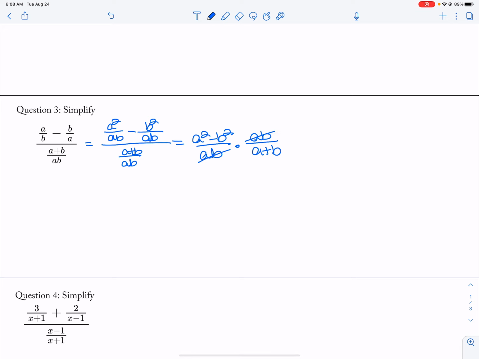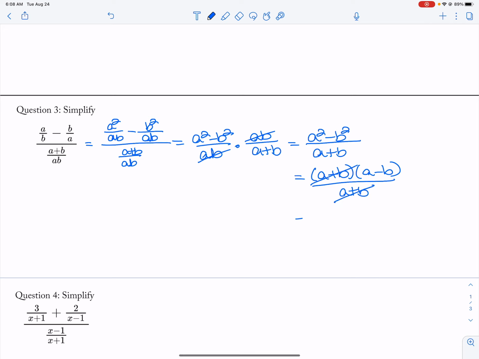My ABs cancel out, which is super cool. I'm left with an A squared minus B squared in the top, A plus B in the bottom. My A squared minus B squared factors to an A plus B and an A minus B because it factors to a difference of squares. And then my A plus B's cancel out, so I'm left with an A minus B.